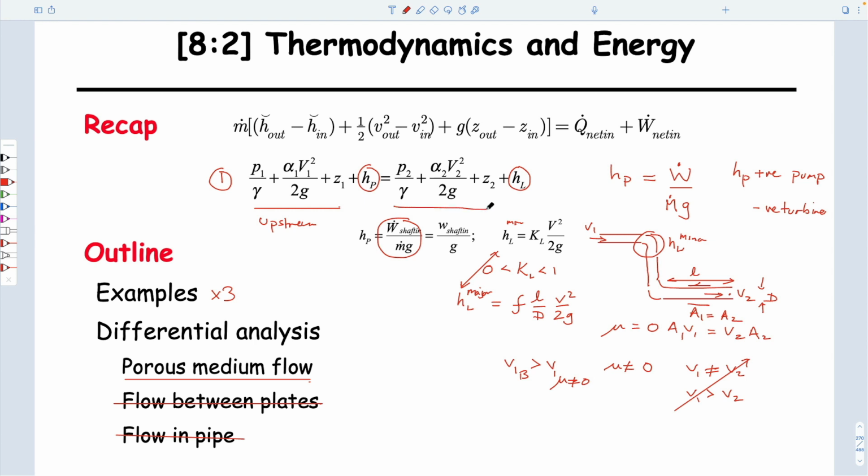This has to be downstream. And this is always positive. A loss, if it's putting energy into the system, it's actually a pump, so it can't be. It's always a loss, for the arguments we had about pulling a bag across a table. So that's one way of dealing with this.